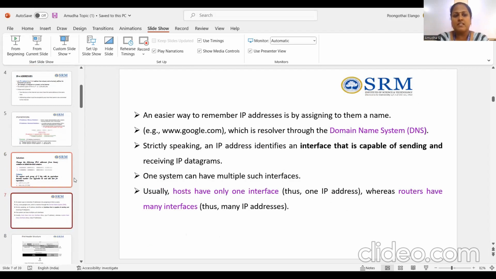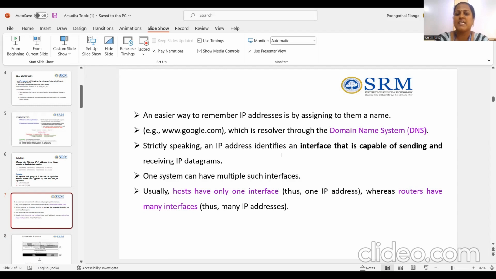In some cases, instead of an IP address, we can represent the system using the domain name system, for example, www.google.com. So this is a domain name. Here www is World Wide Web, Google is the server name, and .com represents that it is used for commercial purposes.